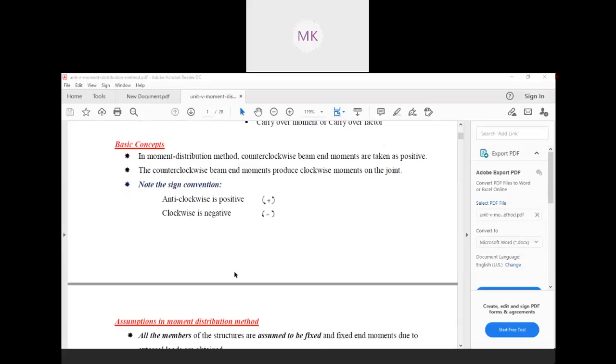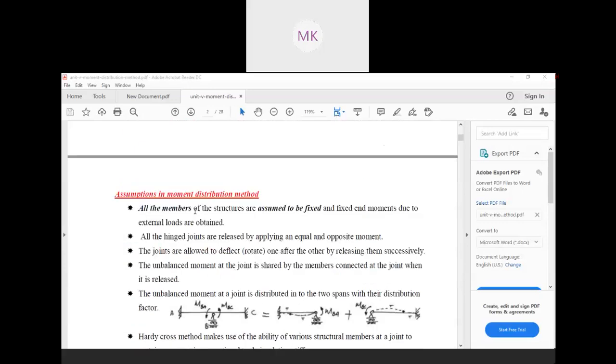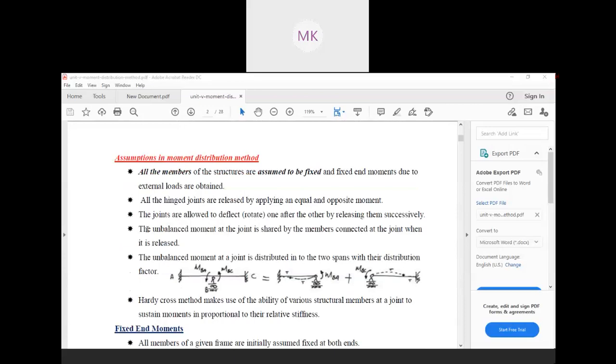Okay, so there are some assumptions of this method. What are the assumptions? These are very important points. All of you need to remember this. What are the assumptions of the moment distribution method? You may get questions in the exam. Write down the assumptions of the moment distribution method. So you have to go through this. These are the assumptions.